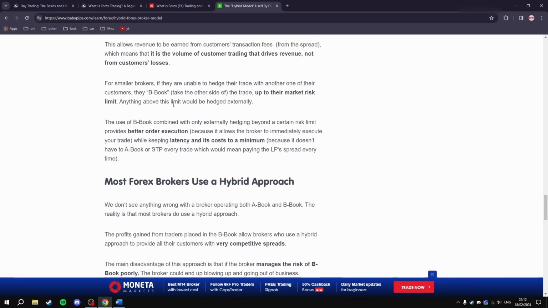For smaller brokers, if they are unable to hedge a trade with another one of their customers, they B-book, taking the other side of the trades, up to their market risk limit. Anything above this limit will be hedged externally. The use of B-book combined with only externally hedging beyond a certain risk limit provides better order execution because it allows the broker to immediately execute a trade whilst keeping latency and its cost to a minimum, because it doesn't have to A-book or STP, straight through process, every trade, which would mean paying the liquidity provider spread every time.